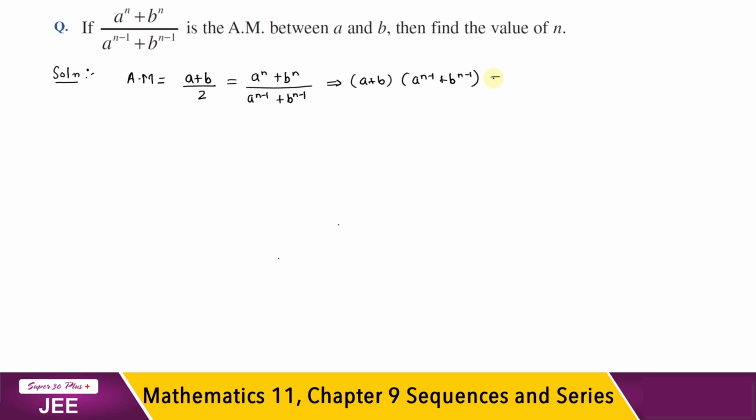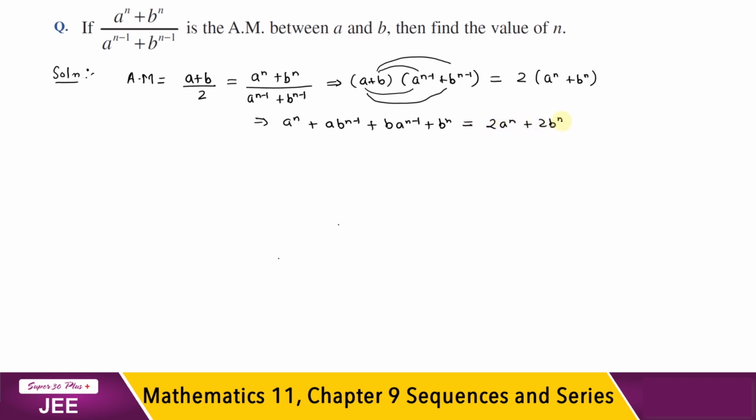and on the RHS we are going to get twice of (a^n + b^n). So upon multiplication of these terms we get a^n, then a b^(n-1), then b a^(n-1), and finally b^n. And over here we have 2a^n plus 2 times b^n.